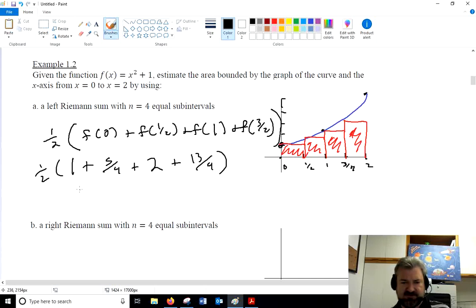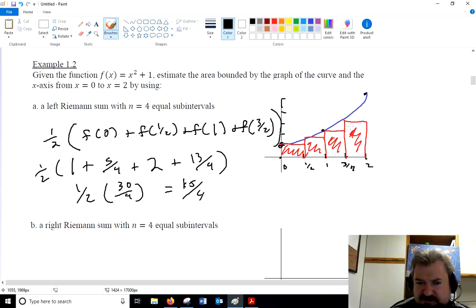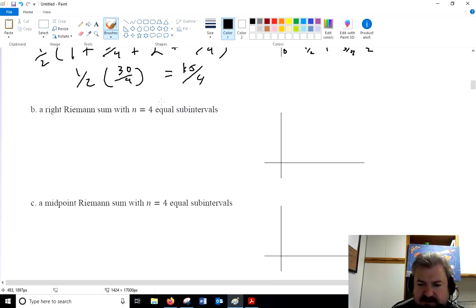Okay, so let's see. That ends up being, if I put everything over 4, 4/4, 9/4, 17/4, 30/4. And then if I multiply that by a half, it's 15/4. That's our estimation for the area under the curve from 0 to 2 of x squared plus 1. And that's just in square units, but we don't know what that unit is.